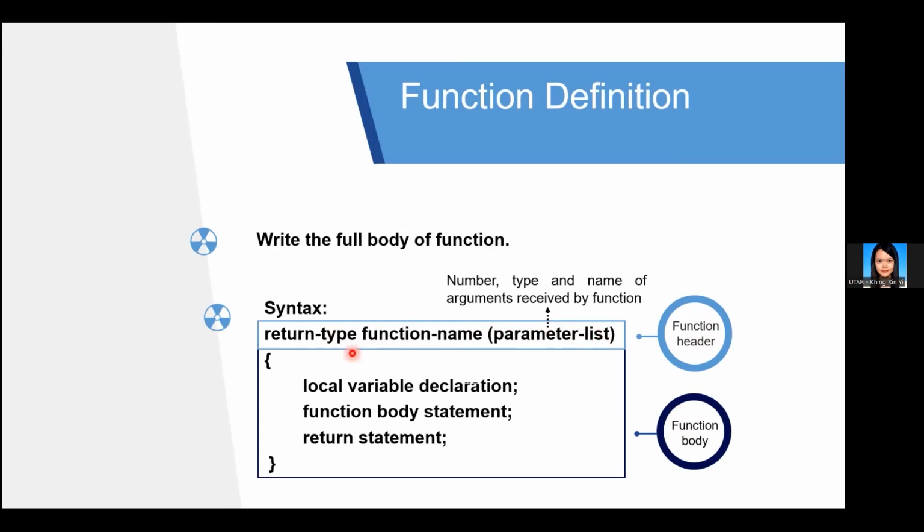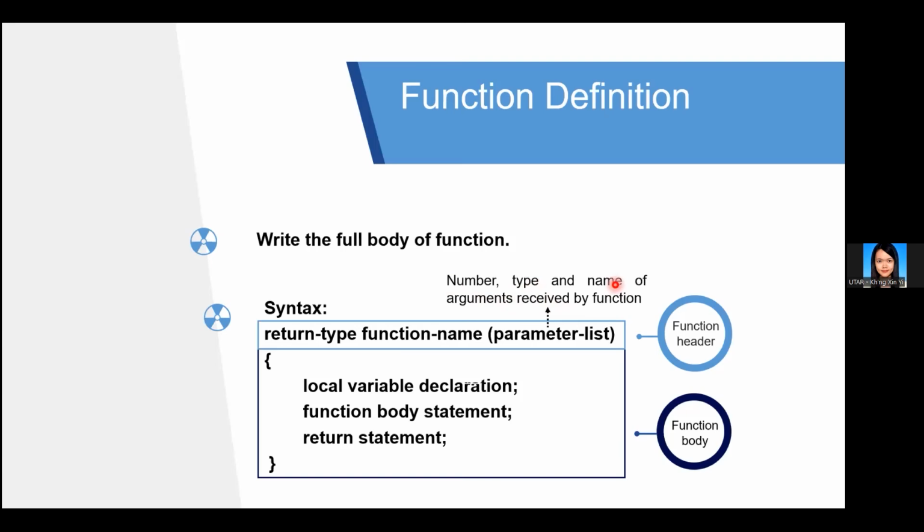You have to mention what is the return type, the data type of the value returned by the function, what is the function name, and then after that, the parameter list. For this parameter list, a little bit different is that you have to mention the number, which means how many parameters are going to be taken by the function, what is the data type of each argument, and then what is the name of the argument?